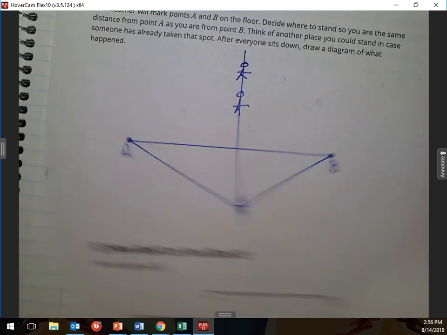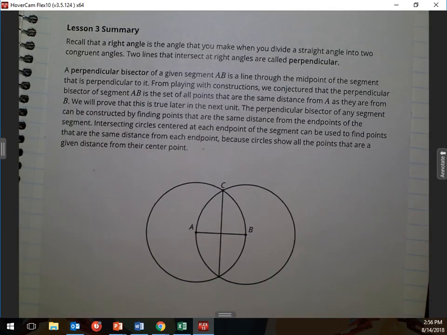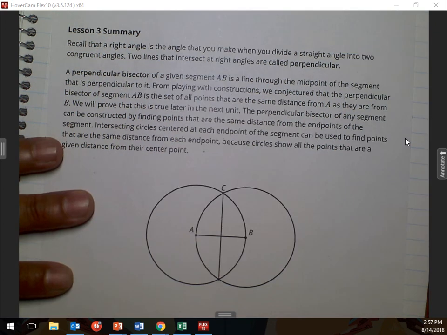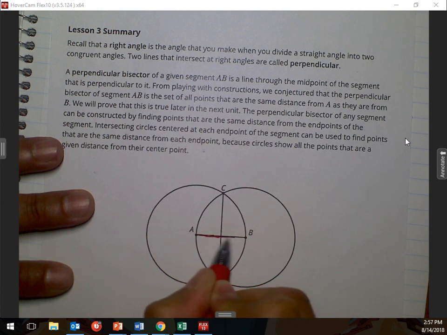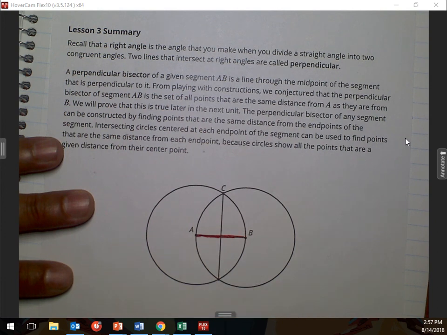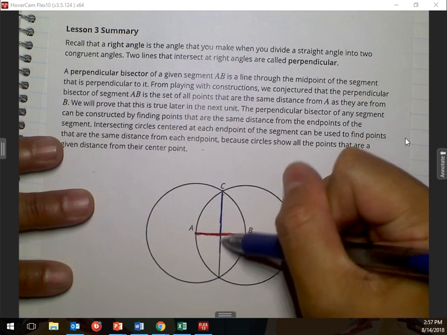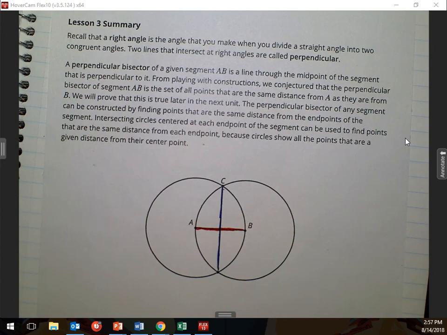Let's take a look at your summary. Recall that a right angle is the angle that you make when you divide a straight angle into two congruent angles. Two lines that intersect at right angles are called perpendicular. So for this right here, AB is my line, and this one here is perpendicular to that line. The perpendicular bisector of a given segment AB is a line through the midpoint of the segment perpendicular to it.